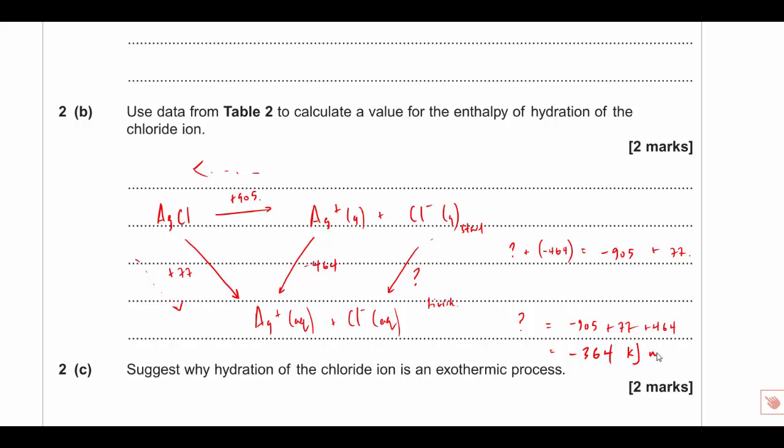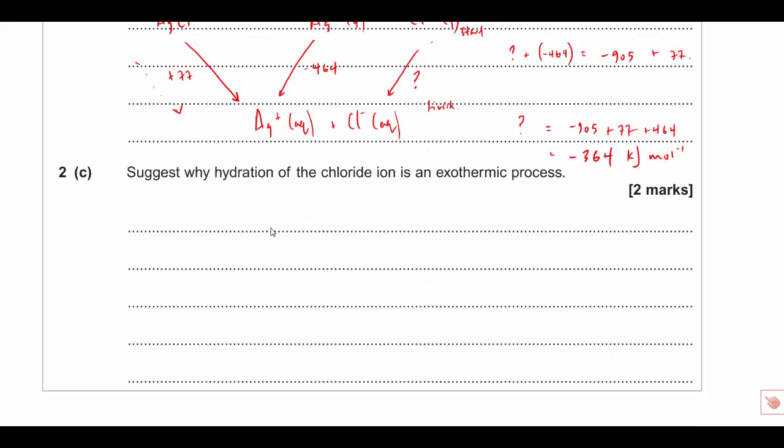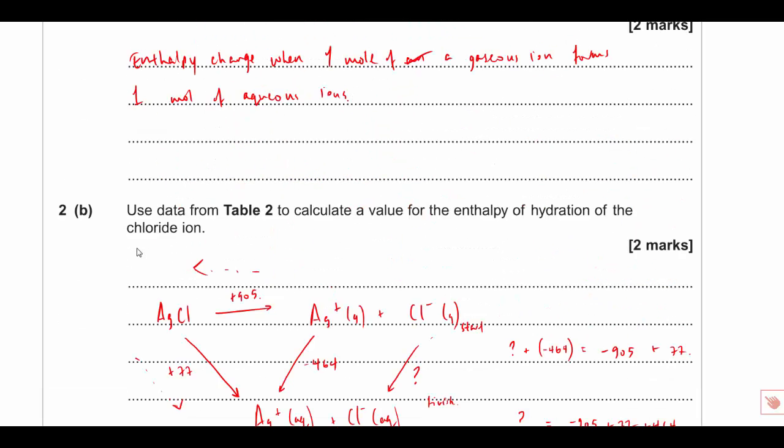Kilojoules per mole. Again, not too much work there. You've just got to figure out what's actually going on. 2 marks, nice. Suggest why hydration of the chloride ion is an exothermic process. So why is the hydration of the chloride ion an exothermic process? Okay, so what's actually happening here? So chloride ion hydration, let's have a think.